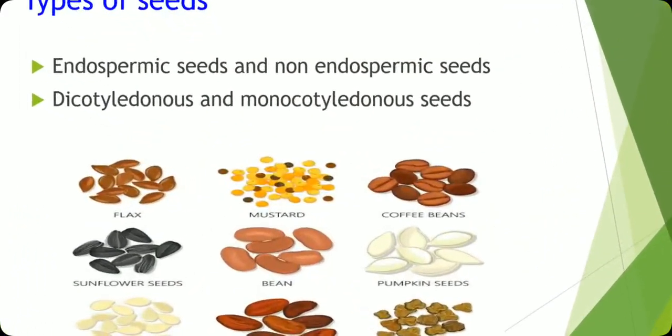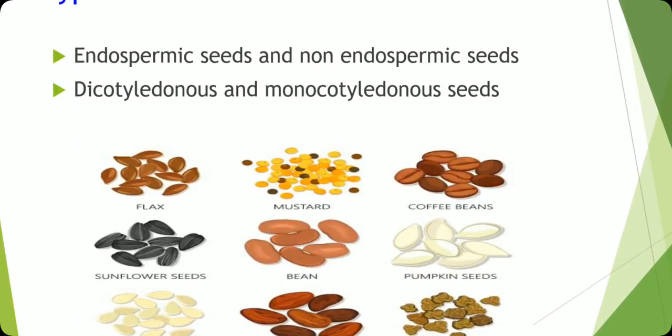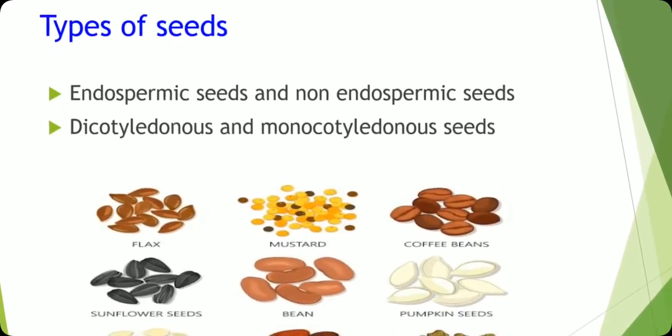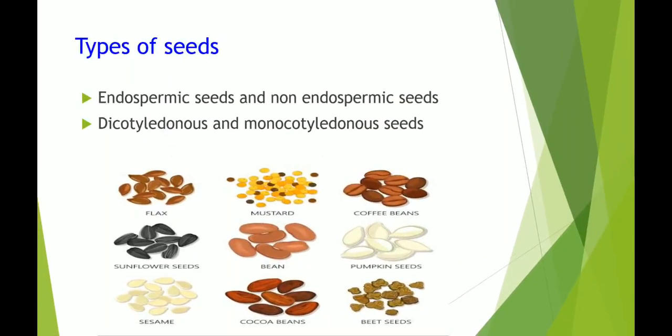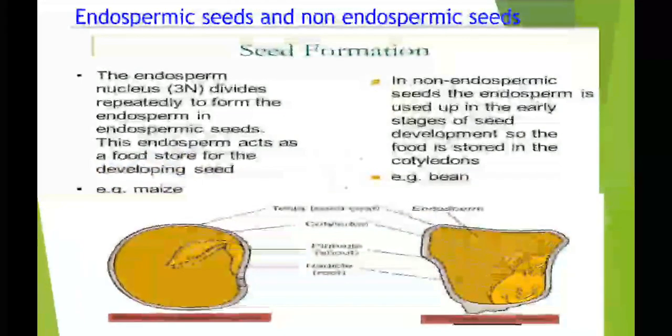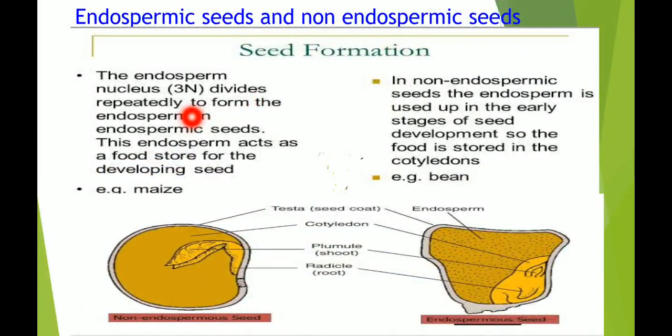Now, types of seeds. So there are two divisions on which the seeds can be classified. The first category is endospermic and non-endospermic. So depending on the presence of endosperm, the seeds can be of two types, endospermic and non-endospermic. And depending on the number of cotyledons, the seeds can be divided into two, monocotyledonous and dicotyledonous. Okay, so let us discuss endospermic and non-endospermic seeds. It is very easy: endospermic means endosperm is present, and non-endospermic seeds means endosperm is absent.